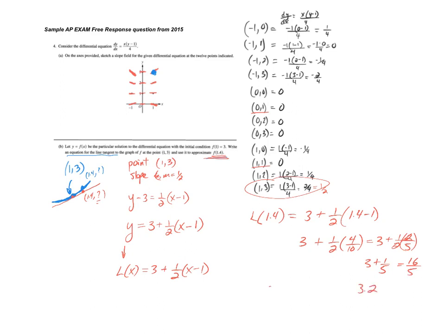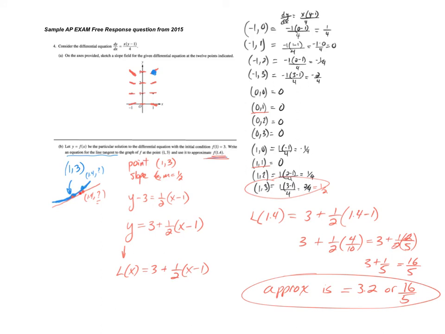So we're going to say our approximation is 3.2 or 16/5. Very typical. They could follow up and say, is that an overestimate or an underestimate of the actual value of the function there? Now, it looks like from my picture that it's an underestimate. In other words, this y value is less than that y value.